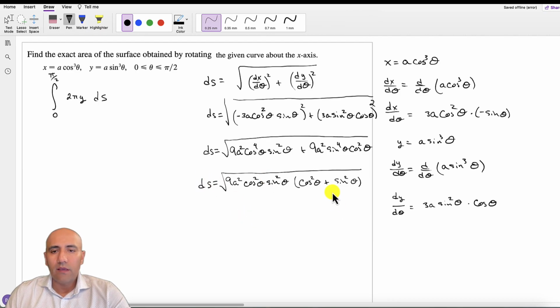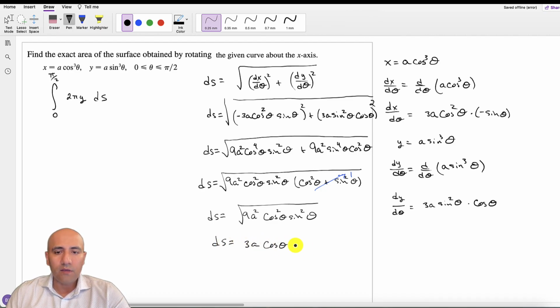ds equals all that. And now one of the identities we can use is cosine squared theta plus sine squared theta. This part becomes 1. And so now we just have this. And so ds is equal to the root of 9a squared cosine squared theta sine squared theta. Okay, so ds becomes 3a cosine of theta sine of theta. All right, so all of that was to figure out our ds.